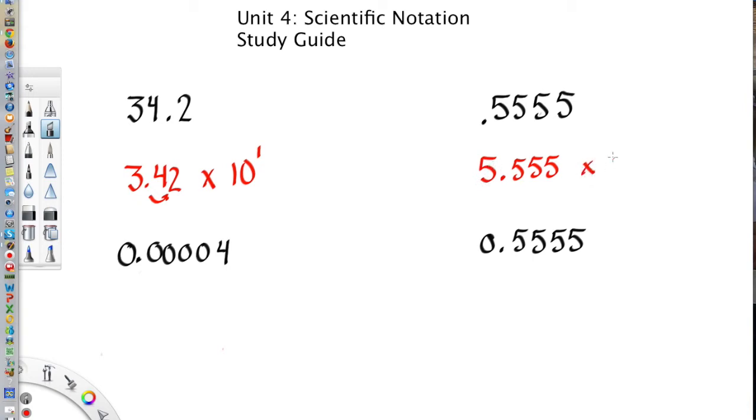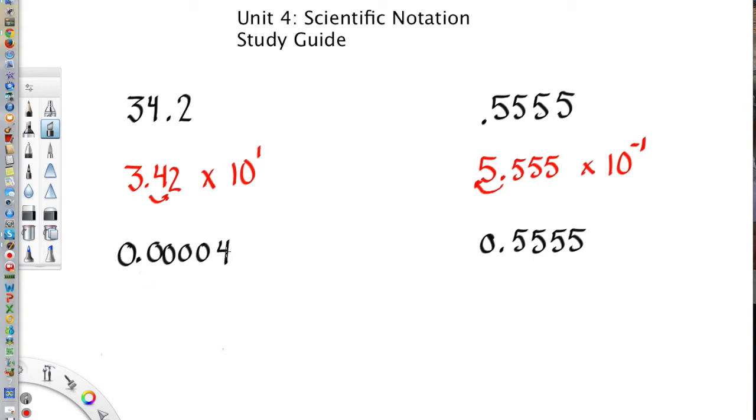And then I need to multiply it by a base 10 number. And this base 10 number would have to move this decimal point back to its original place, which would be 1 to the left. So that's going to be -1. I have to move it 1 to the left. Let's take a look at our next standard form number.